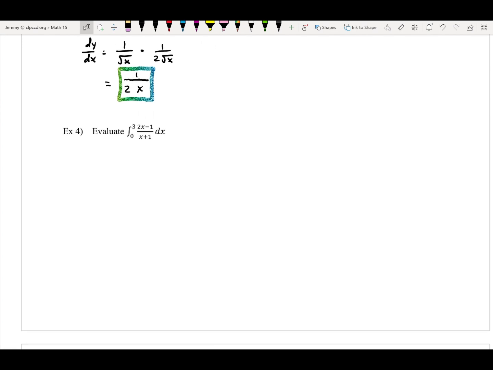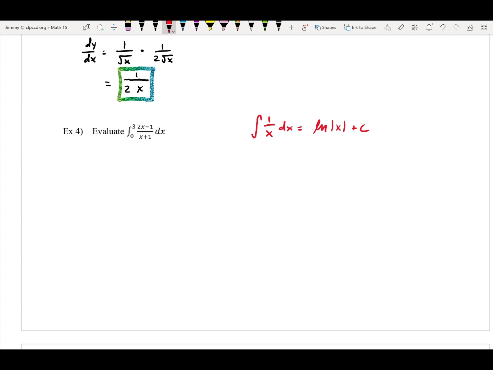So now let's try an integral. We want to take the definite integral from 0 to 3 of 2x minus 1 over x plus 1 dx. Now recall, the integral of 1 over x dx is equal to the natural log of the absolute value of x plus c.